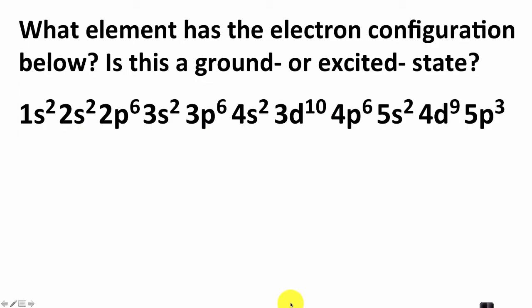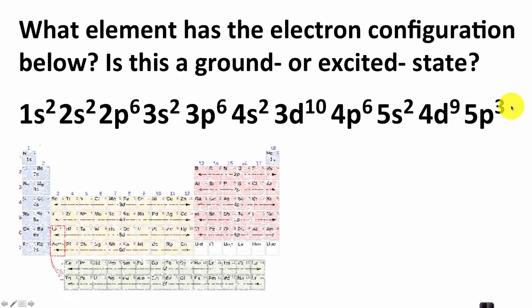So the next question is, we have an electron configuration given, and the question is, what element is this, and do we have a ground or excited state configuration? There's a couple ways to do this. One is we can look at the electron configuration that's given, see how many total electrons we have, so 2 plus 2 plus 6 plus 2 plus 6 plus 2 plus 10 plus 6 plus 2 plus 9 plus 3 gives us 50 electrons, and see what element corresponds to the element that has 50 electrons. And it turns out that's the element tin, Sn.